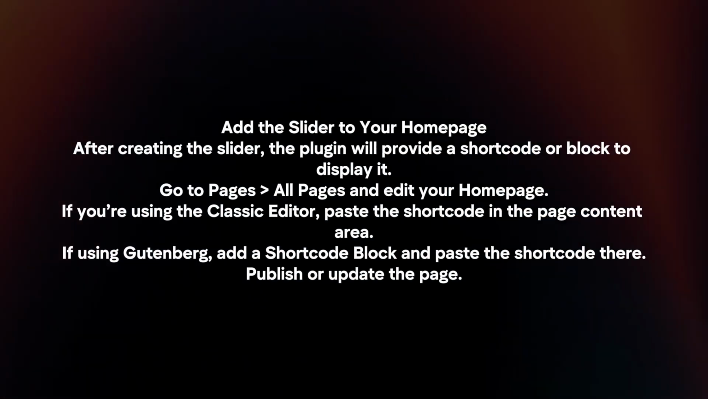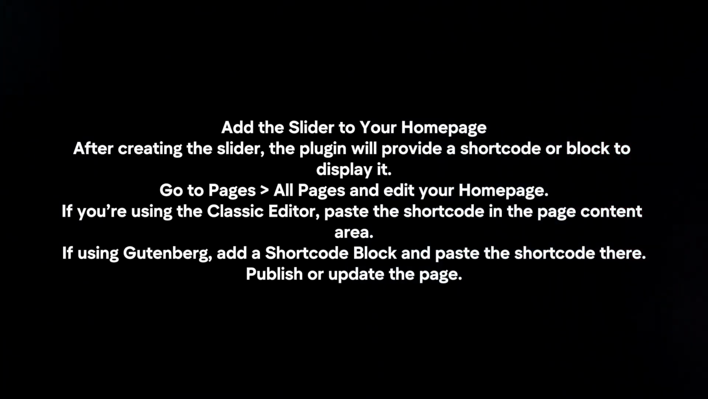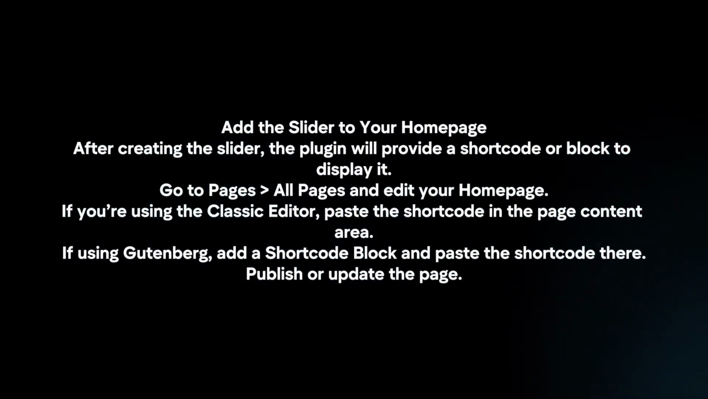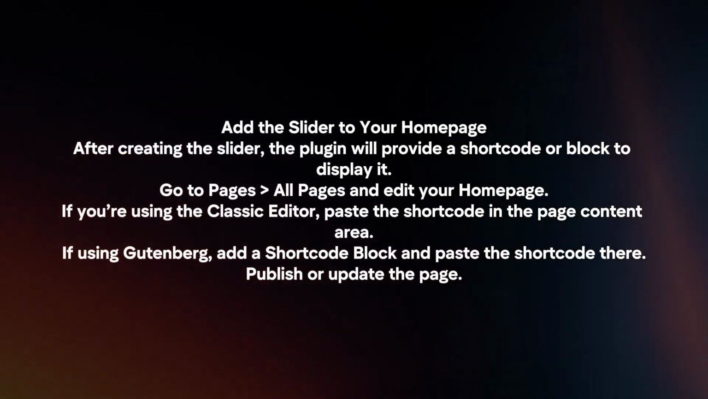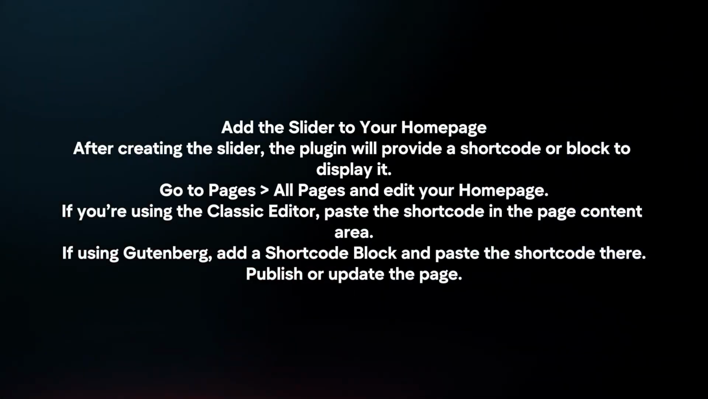Add the slider to your homepage. After creating the slider, the plugin will provide a shortcode or block to display it. Go to Pages, All Pages, and edit your homepage. If you're using the classic editor, paste the shortcode in the page content area.